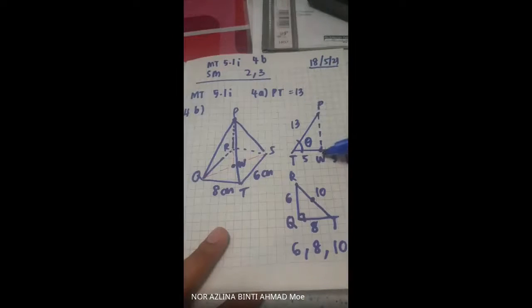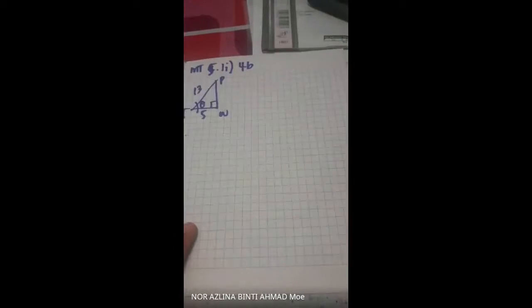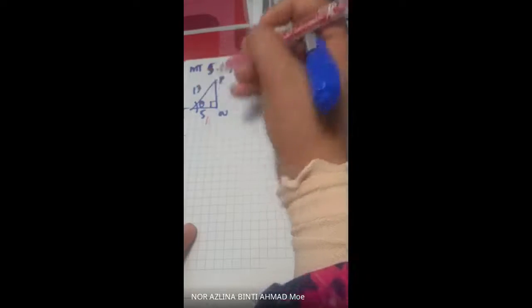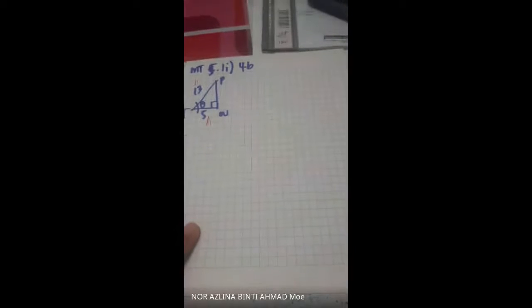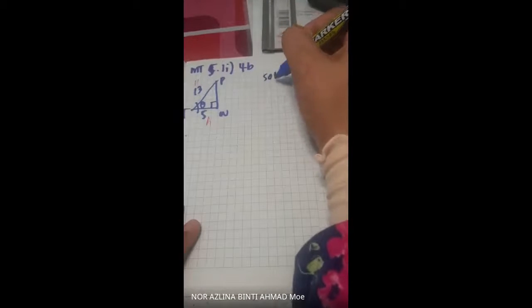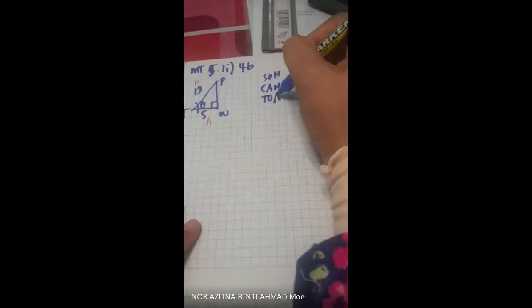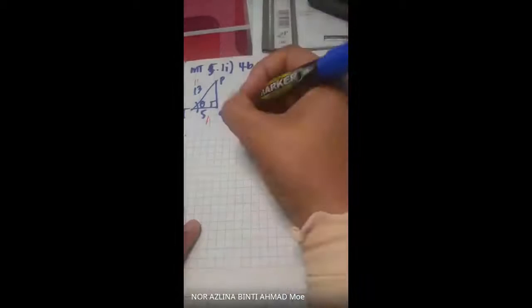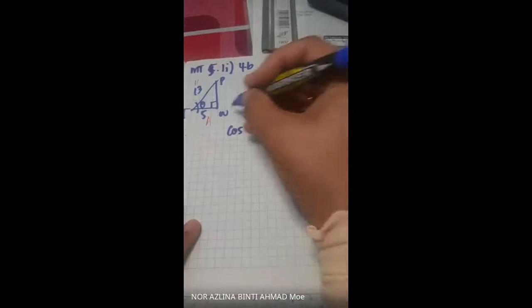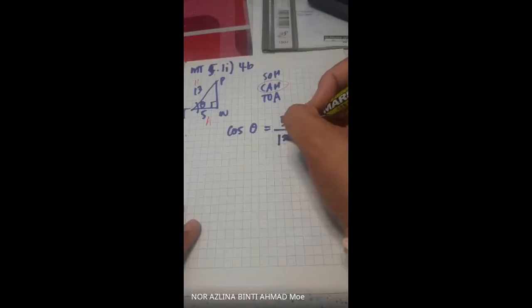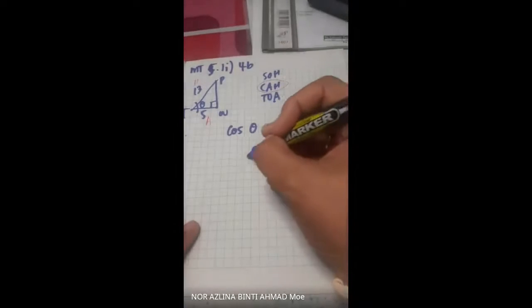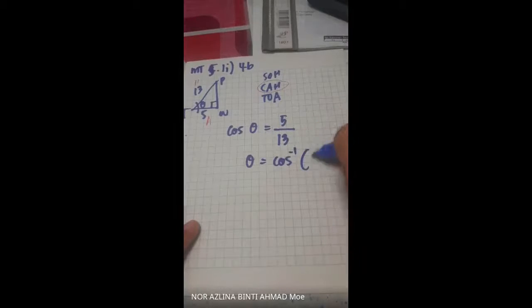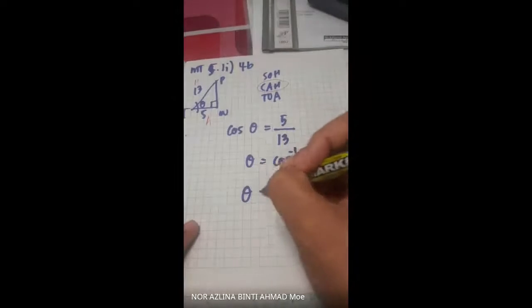Angle PTR equals angle PTW. So now, for angle PTW, this is adjacent and this is hypotenuse. So cos theta equals adjacent over hypotenuse, 5 over 13. So you can use your calculator, shift cos 5 over 13. So you will get the answer.